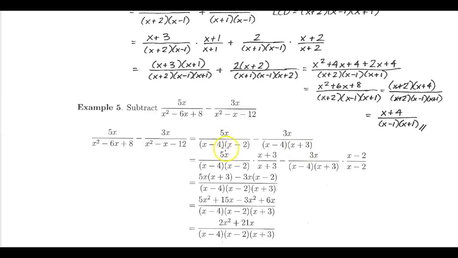So to build up the first fraction to a common denominator, I need to multiply the first fraction by (x plus 3) over (x plus 3). To build up the second fraction to the common denominator, I need to multiply by (x minus 2) over (x minus 2). So if I take 5x times (x plus 3) minus 3x times (x minus 2), I can write that over the common denominator of (x minus 4) times (x minus 2) times (x plus 3). And I distributed and simplified, so we get 2x squared plus 21x over (x minus 4) times (x minus 2) times (x plus 3).